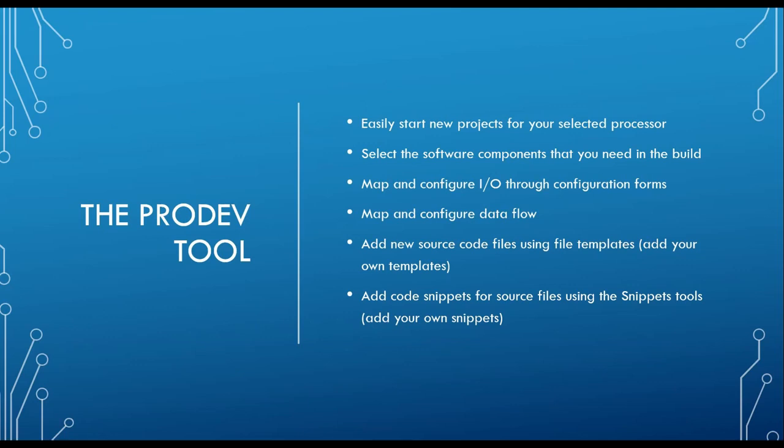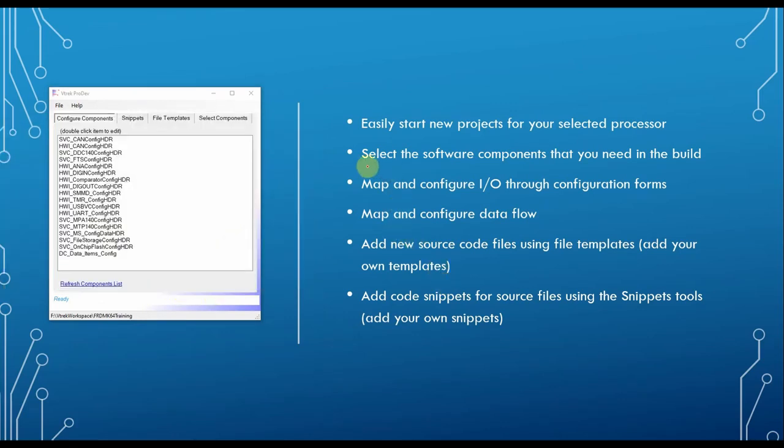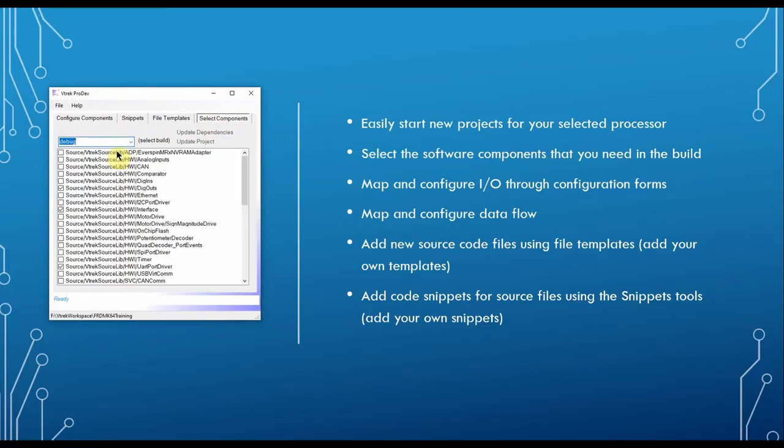The Prodav tool is a product development companion. You can easily start new projects for your selected processor. In this case, we're selecting a starter project for the NXP Kinetis K64. You can select the software components from the library that you need in the build. Notice that the K64 starter project already has debug and release builds. Of course, you can add more builds to your configuration, and this tool will pick those up.